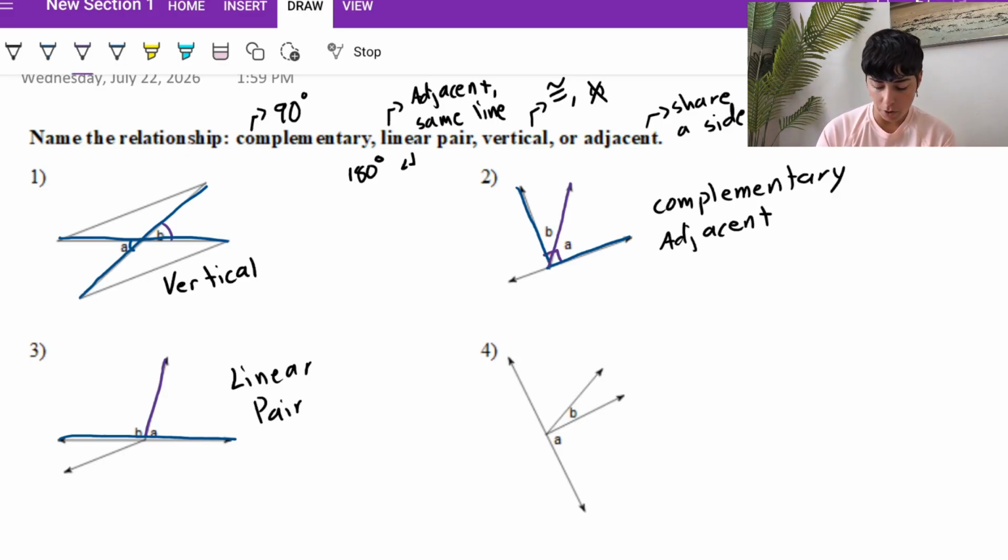Now here in number four, I see that they share a side, and they're kind of on the same line, but they don't go through the entire line. We also don't have a box, so there's no right angle. It's not making an X, so it's not vertical. So the only really specific thing we know is that they're touching or they share a side, meaning adjacent is about as specific as we can get.